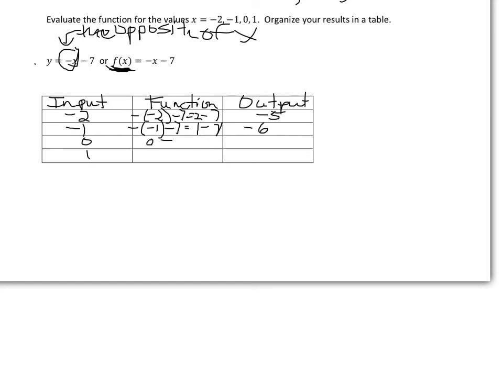Opposite of 0 is just 0, so this is like you have 0 minus 7, which is a negative 7. And then opposite of 1, minus 7 would be a negative 1 minus 7. Again, that would be like plus a negative 7. So we're looking at a negative 8. So there's our table. All right.